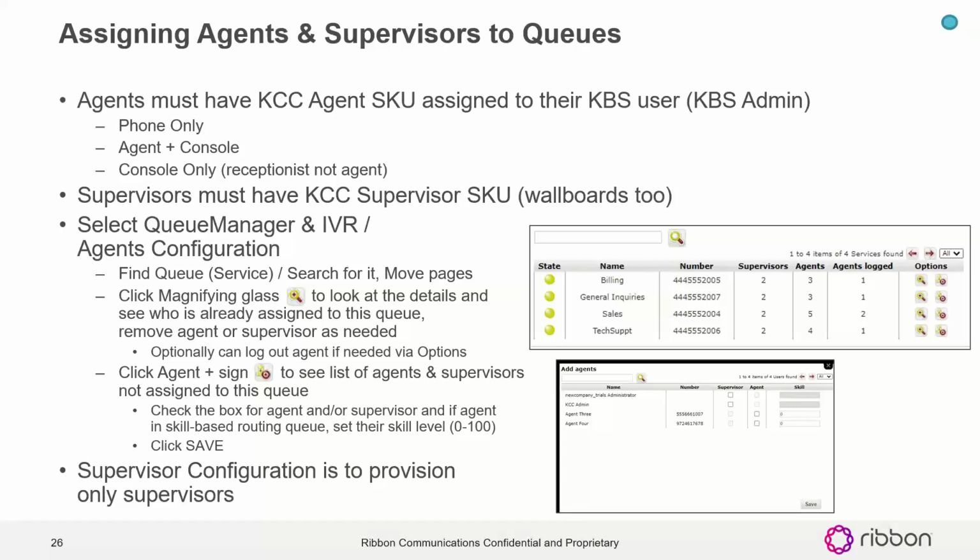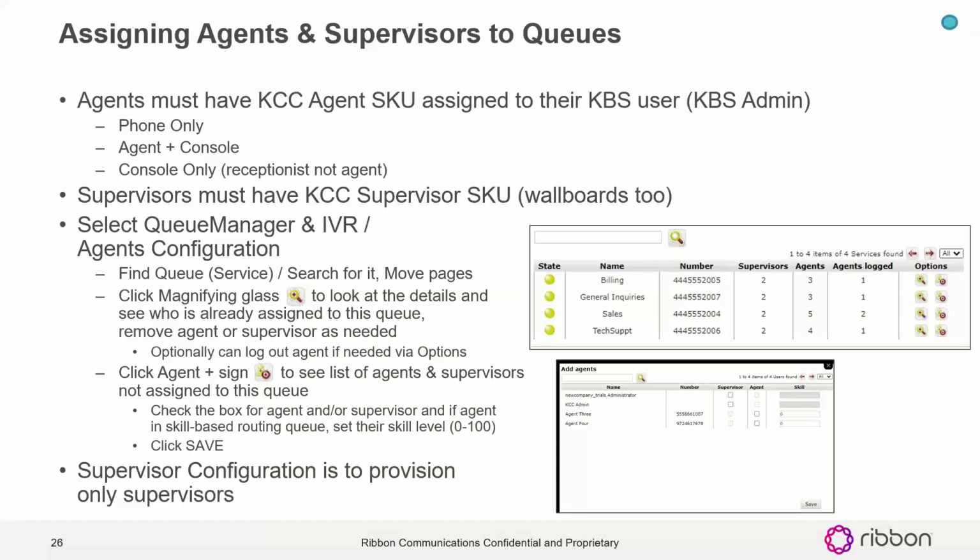You must have agents in those SKUs to be able to answer calls, and those SKUs have to be applied through KBS Admin, and Lee was so gracious to go through that with us. Your agents can be phone-only agents where they use an IP telephone. They can be console agents where they use the soft client, or they can be a console receptionist where they're not in any queue, but they're actually using the client itself. And of course, then there's supervisors as well.